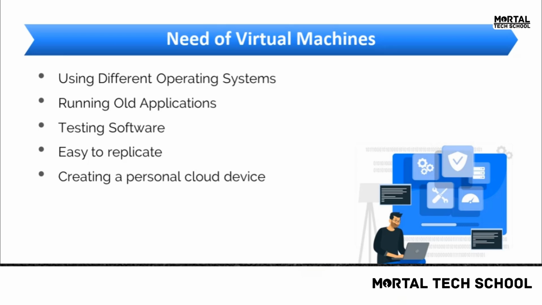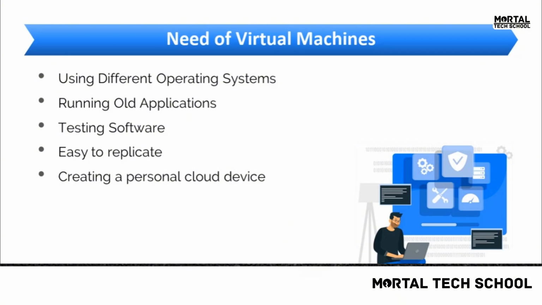Running old applications. If you have an application that won't support Windows 10 or Windows 8 but supports Windows 7, all you need to do is install Windows 7 within the virtual machine and use it. You don't need to install Windows 7 for that application. Testing software. If you are a developer and working on some new software and want to test its functionality, you can use a virtual machine for that purpose.